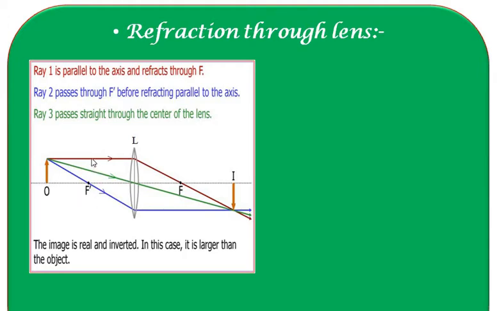The first ray, shown by the red color, initially passes parallel to the axis, and after refraction it passes through the focus of the lens. The second ray, shown by the blue color, initially passes through the focus, and after refraction it passes parallel to the axis. The third ray, shown by the green color, passes through the optical center of the lens. These three rays cross each other, and at this point we get the image of the object.